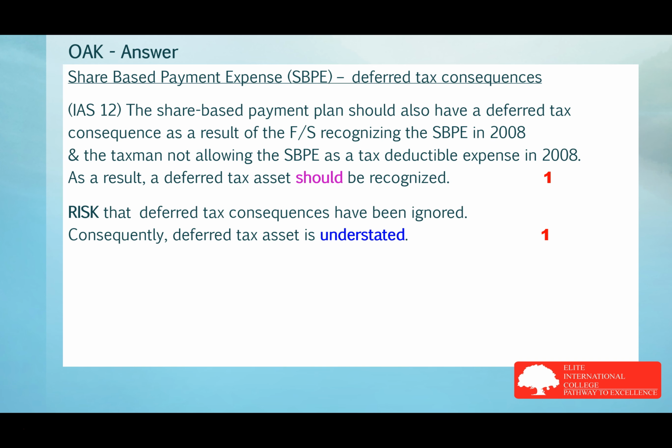So note that there is no requirement to include the accounting standard number or the title. When writing out the accounting standard requirement, use the words should or should not, must or must not. This makes the required accounting treatment very clear to the marker. There's 1 mark for each accounting treatment and 1 mark for each risk.